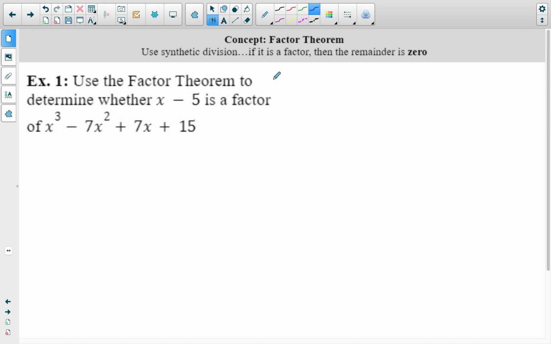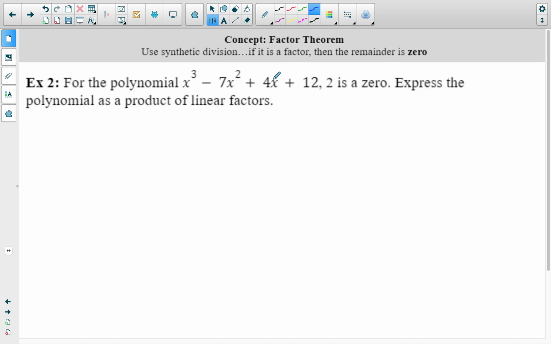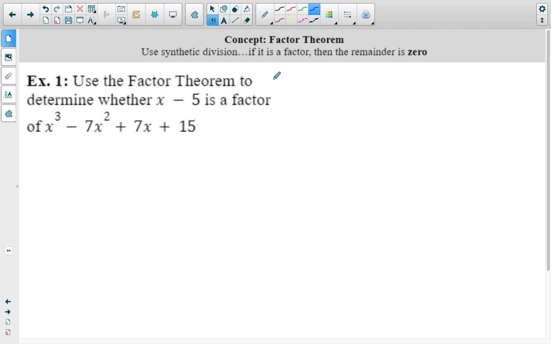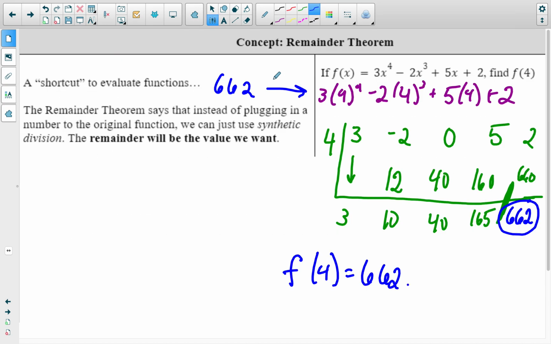Okay. Oh, did I miss something? I guess I'm missing stuff in my notes. I'm sorry, guys. There are 2 examples in your notes. So let me see if I can insert a blank page real quick.